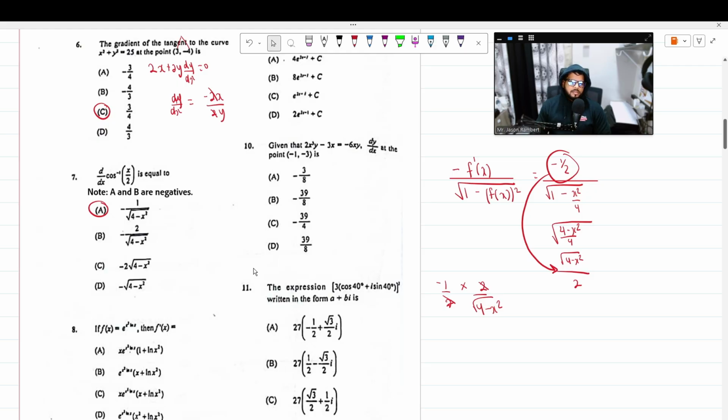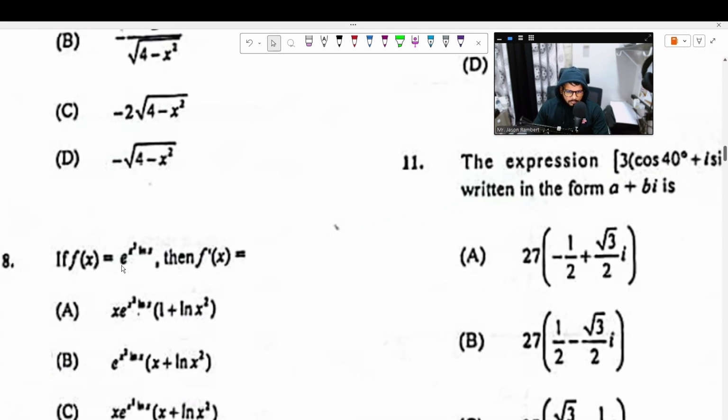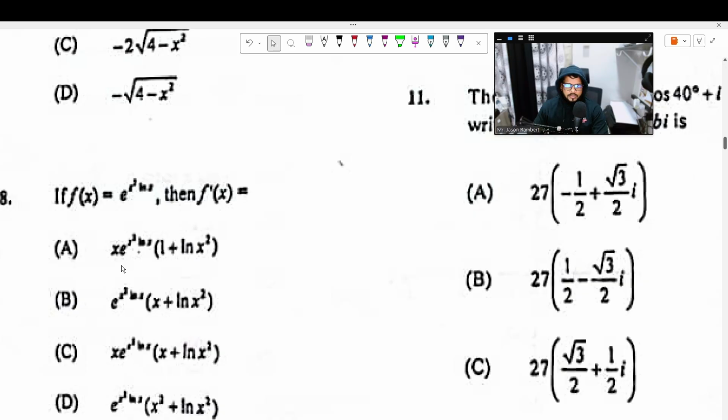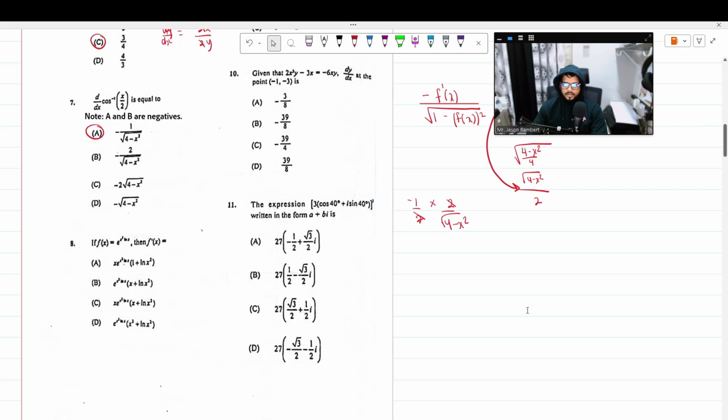Next, if f of x is... I don't even know what it looks like. I'm going to make a guess. e to the x squared ln x. So f of x is e to the power x squared ln x. I can move this over here to get e to the ln x to the power of x squared. Now I just want a derivative.